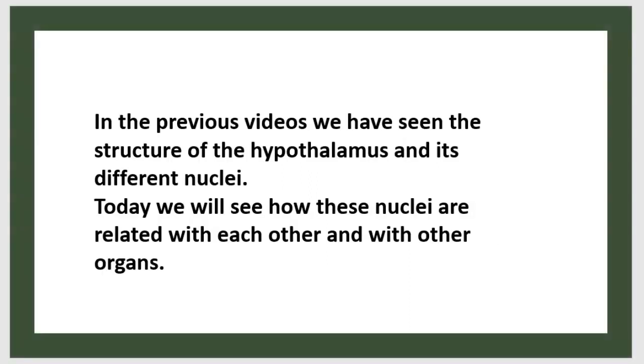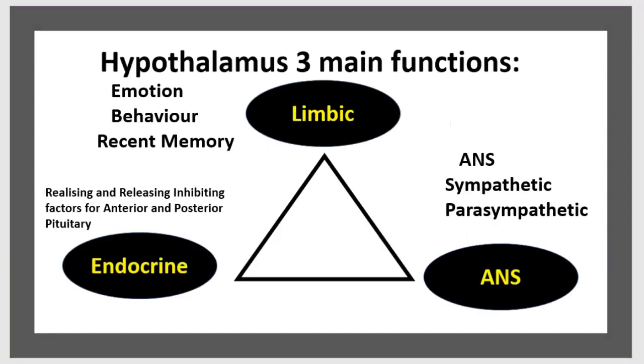In the previous video, we have seen the structure of the hypothalamus and its different nuclei. Today, we will see how these nuclei are related with each other and with other organs. Just remember, the hypothalamus has three main functions: limbic, endocrine, and sympathetic and parasympathetic.